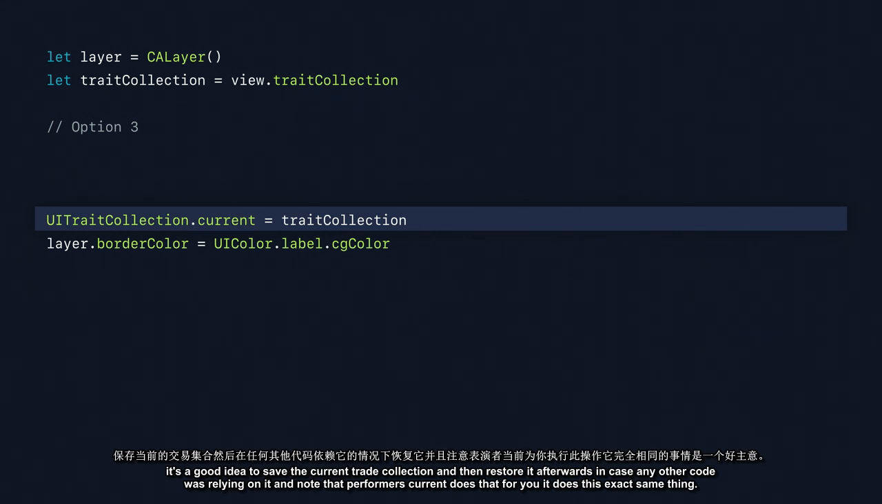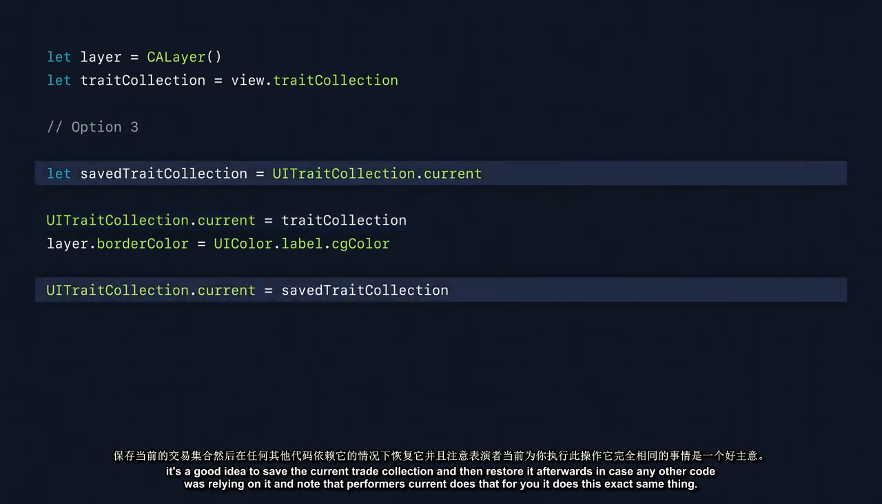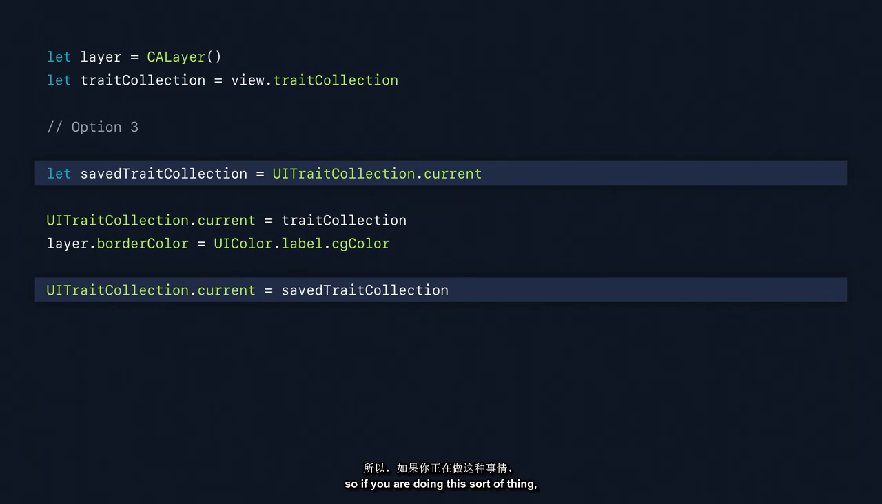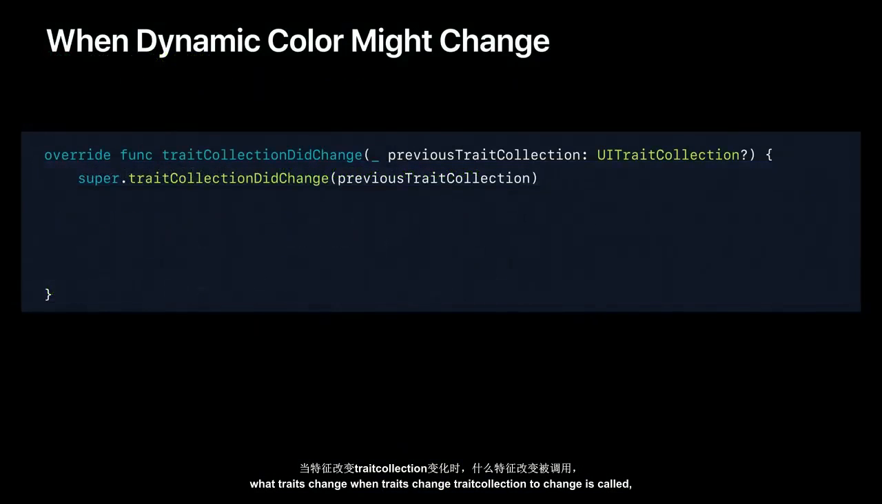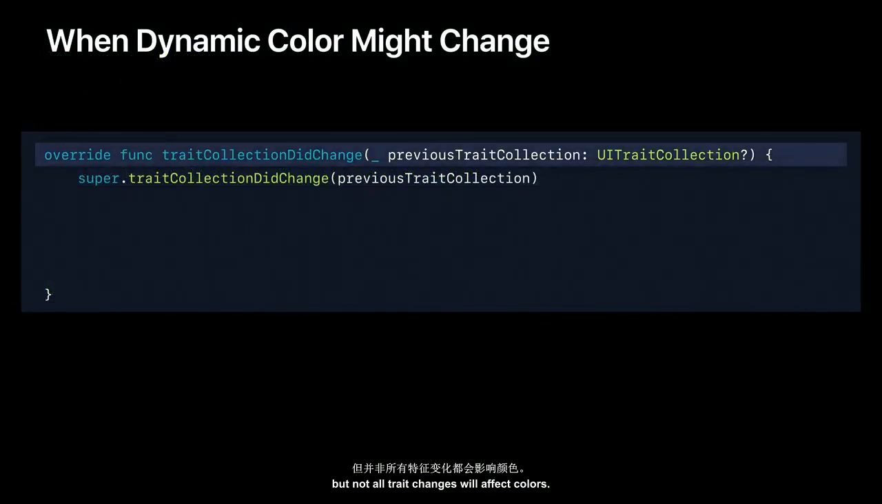If you're going to do this, it's a good idea to save the current trait collection and then restore it afterwards in case any other code was relying on it. And note that performAsCurrent does that for you. It does this exact same thing. So if you are doing this sort of thing, you will also want to know when the dynamic color needs to be resolved again. That usually happens when traits change. When traits change, traitCollectionDidChange is called.